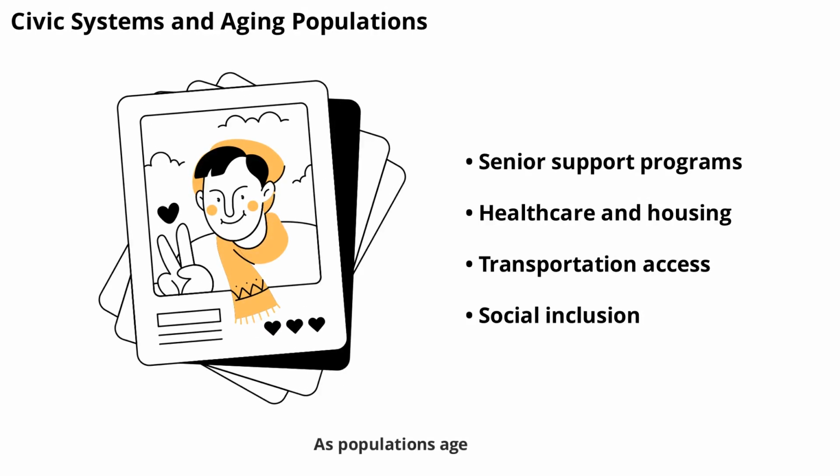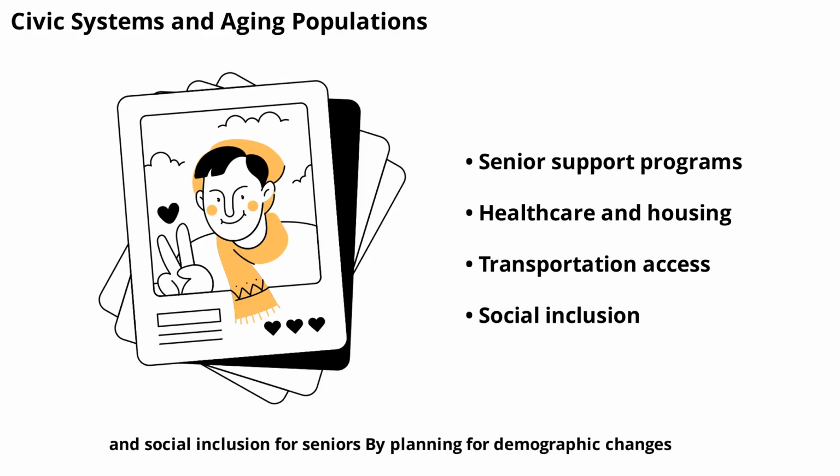As populations age, civic systems must adapt to meet the needs of older adults. Policies and programs support healthcare, housing, transportation, and social inclusion for seniors. By planning for demographic changes, civic systems ensure that all generations can participate fully in community life.